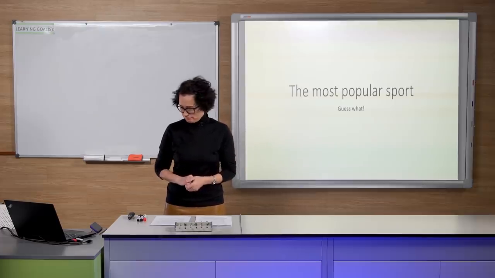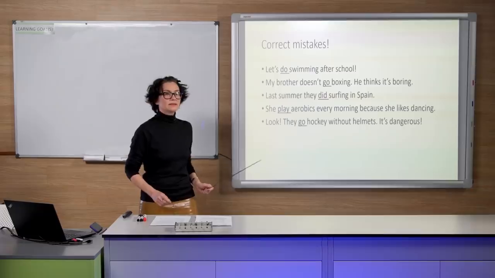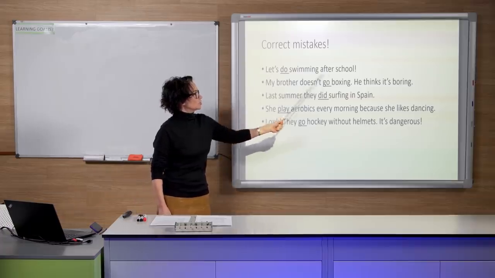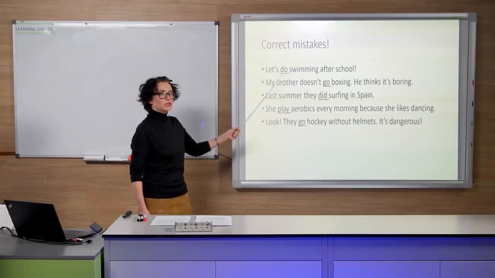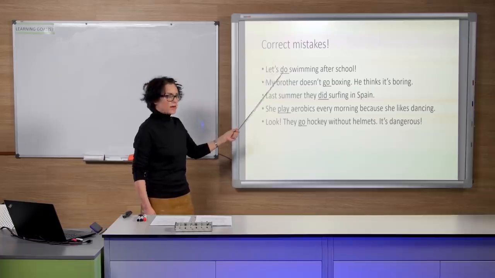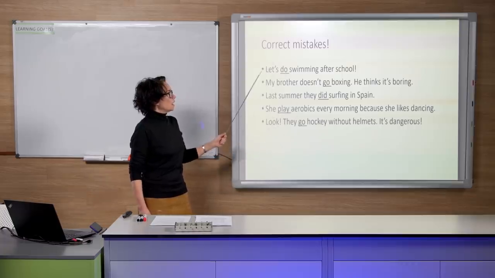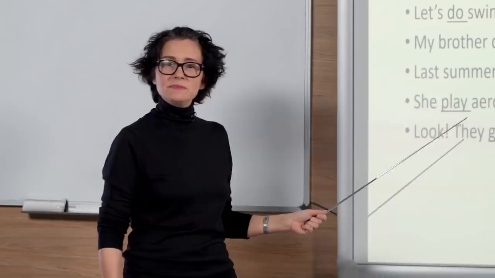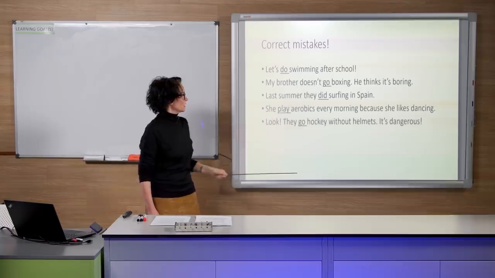Let's check it out. You should correct the mistakes. Look at the sentences and let's do it together. Let's do swimming after school. Where is the mistake? Here. What we should put it? Yes, you are right. Let's go swimming. My brother doesn't go boxing. He thinks it's boring. Where is mistake? What should we put in? Fill in. Yes, you're right. Do boxing.